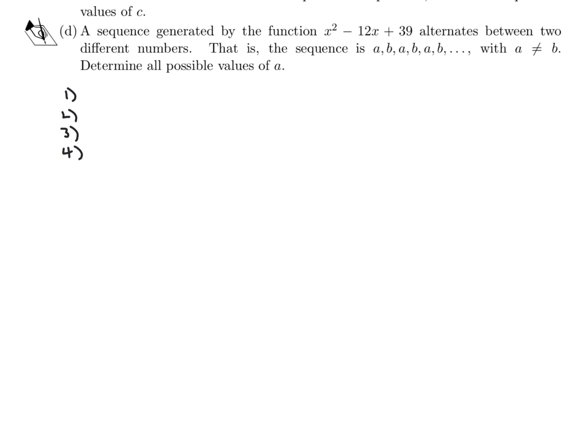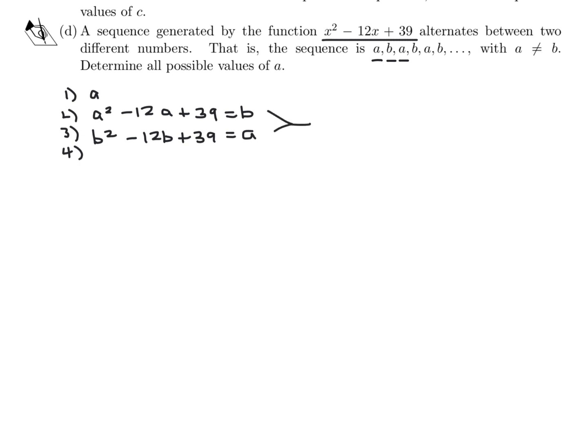The first number is a, and then the second number would be a substituted into there, so it would be a squared minus 12a plus 39, and that would be equal to the second number, which they have designated as b. And then the third number, again, you'd substitute it into that equation, and that would be equal to a, because this is the first number, this is the second number, and this is the third number. And then it just keeps on going like that. But I think these two equations are sufficient. Since we have two equations, two variables, we can figure it out. Okay.